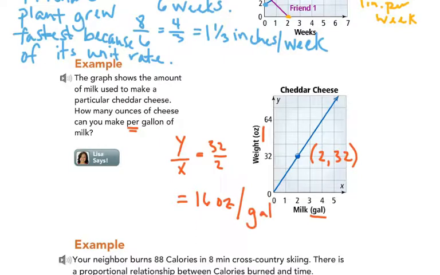And notice how I'm putting a unit with every answer. So make sure that you realize that. Let's take a look at the next example.